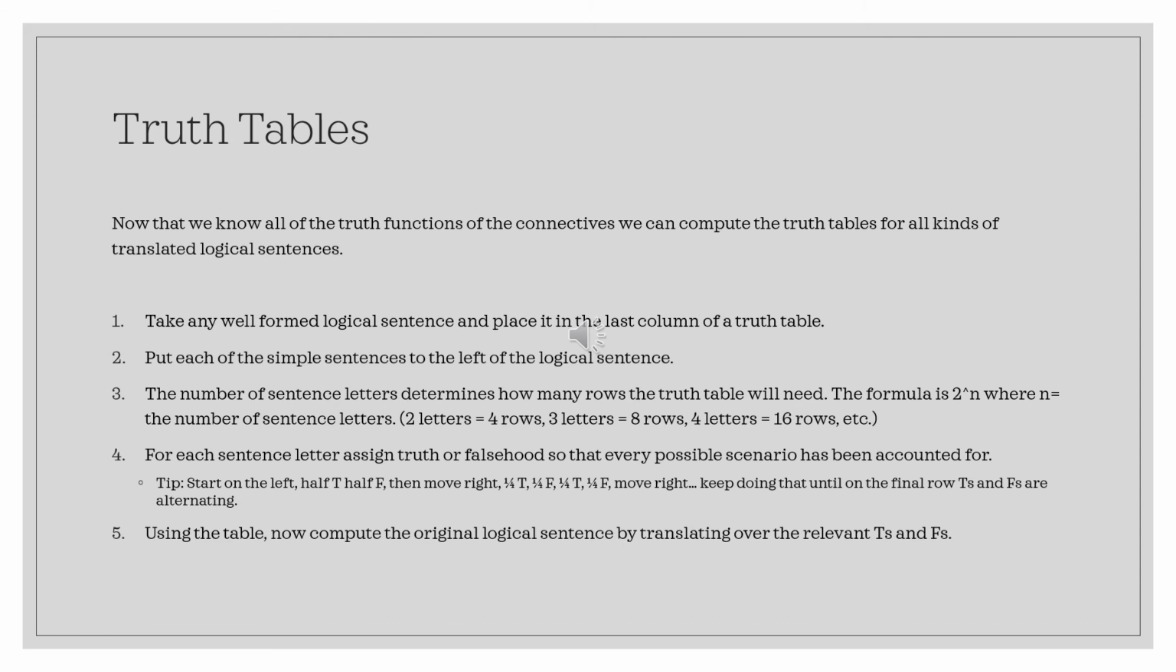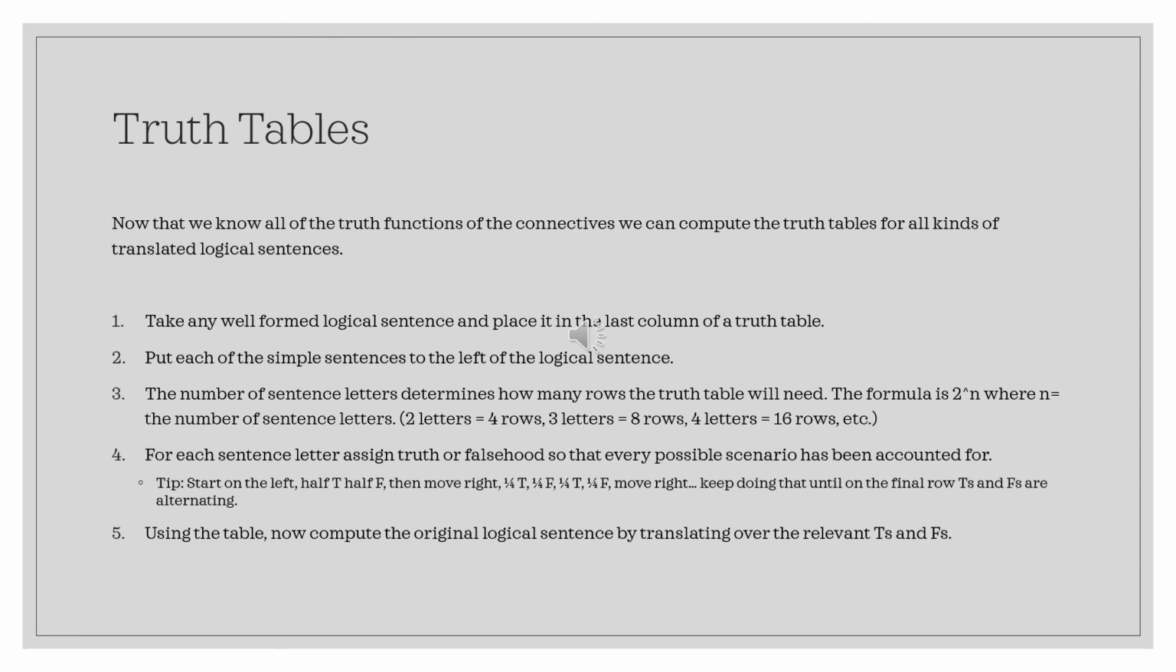So now for each sentence letter, what you're going to do is assign truth or falsehood to it on each row, so that every possible scenario has been accounted for. And the trick here is to start from the left and assign, depending on how many rows you have, half T's and then half F's, and then move one over and do a quarter T, a quarter F, a quarter T, a quarter F, and then move one over again and do the same, further down until you get to the final column where you just have T's and F's alternating, right? One T, then one F, then one T, then one F.